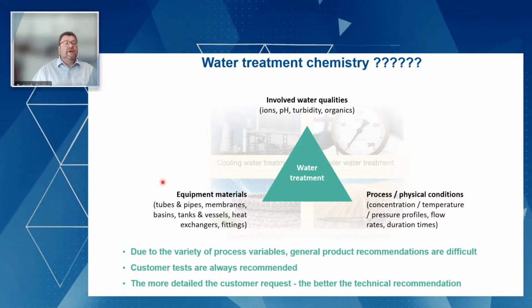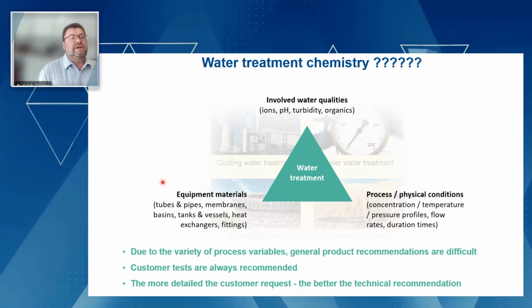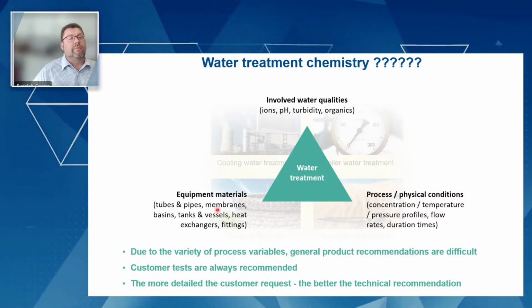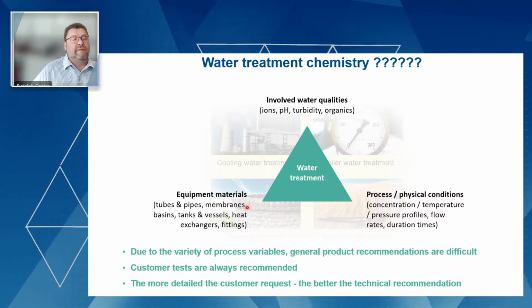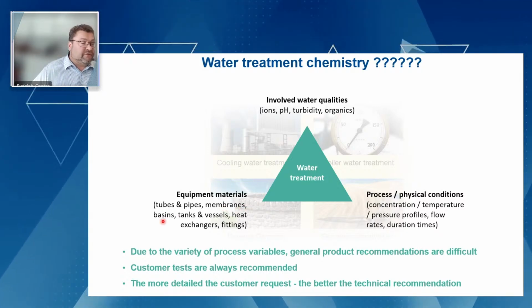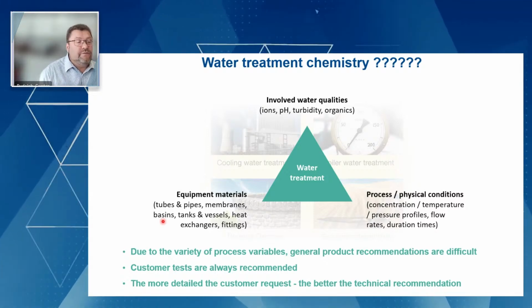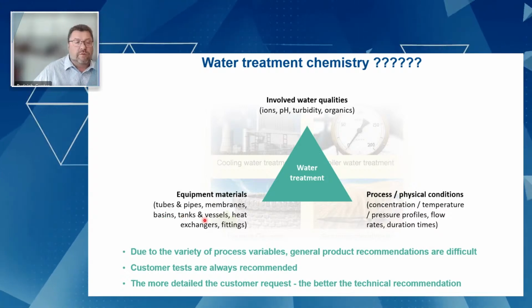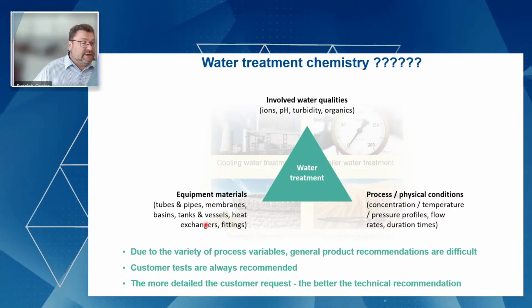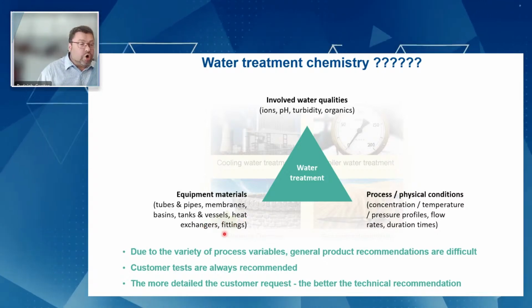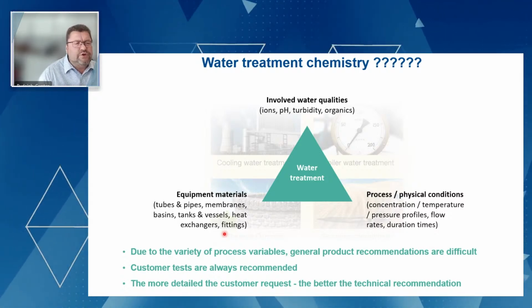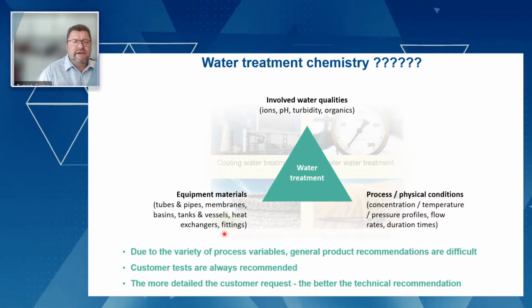And then in practice, of course, we have the materials the equipment is made of. So this is the tubes and pipes, or membranes in case of any separation technologies. Basins can be of concrete, for example. If we speak about cooling towers, there can be tanks from high-grade steel or vessels from carbon steels. Heat exchangers and fittings are made from copper or from brass. So a lot of different materials, and with all of this we have to deal.